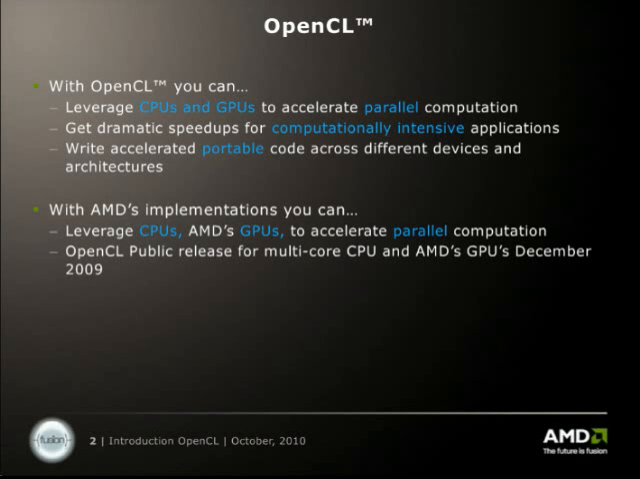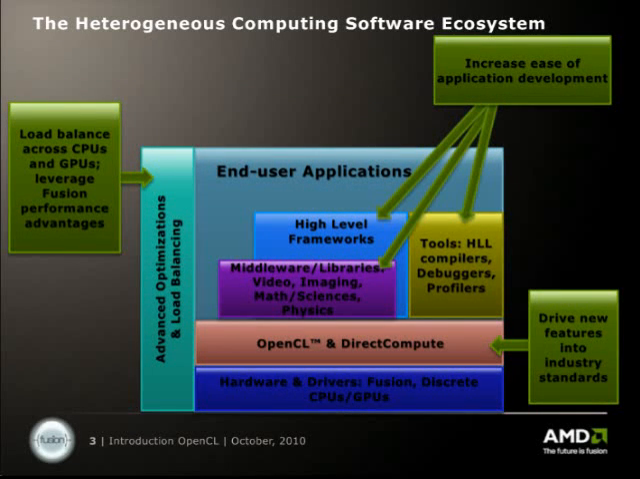We've had a release for approximately a year now. It's just coming up to December 2009 that we released both the CPU and the GPU implementations of OpenCL, and we're up to 2.2 now, and in the near future we'll have 2.3 as our releases.